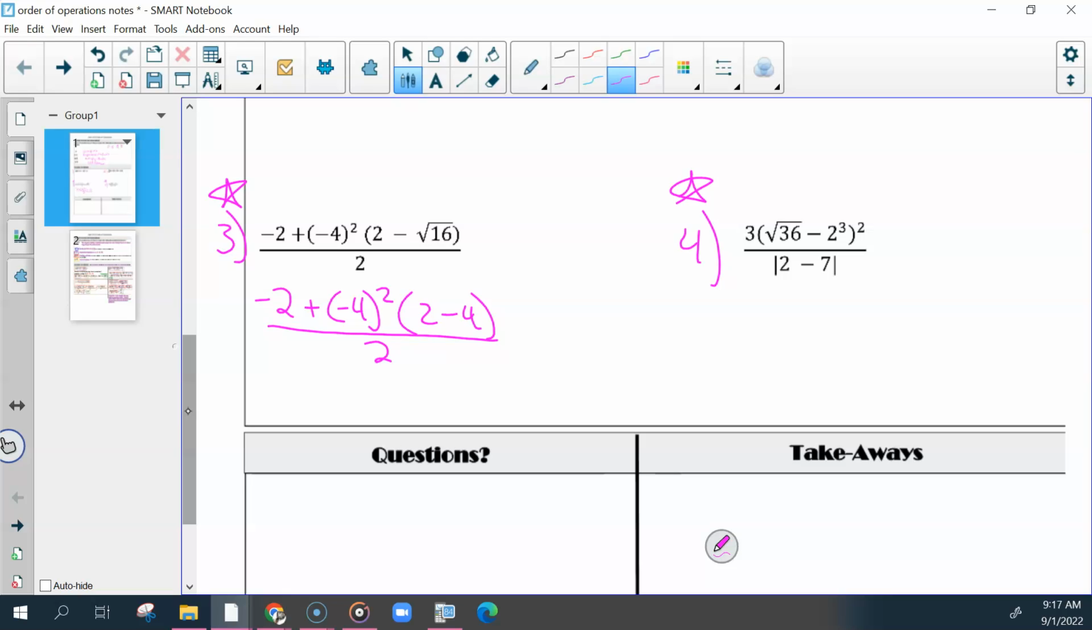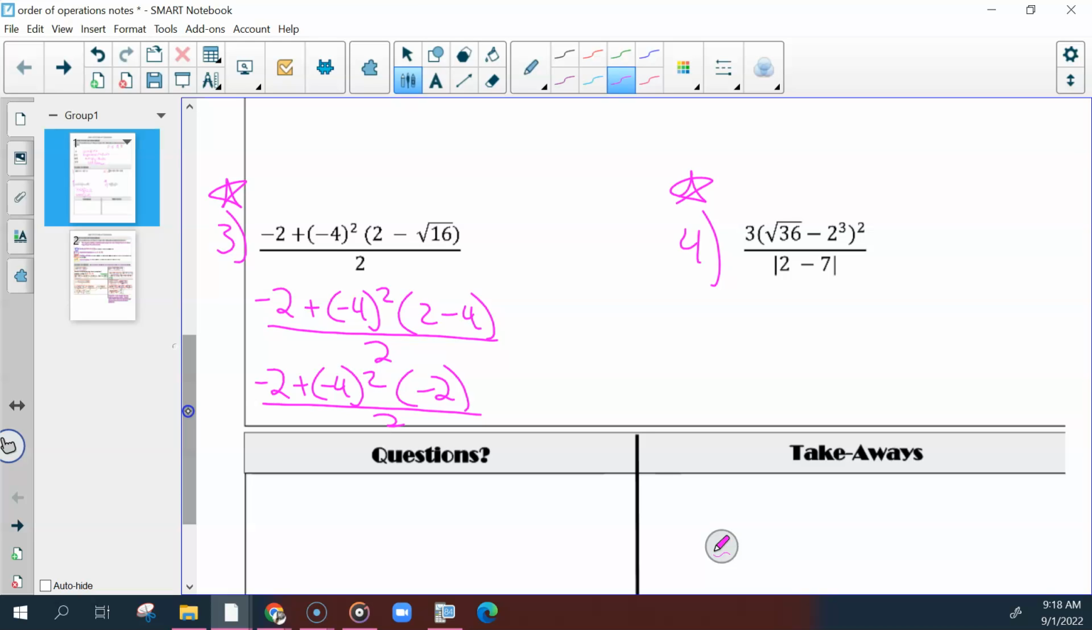So now we can do our grouping. 2 minus 4 would give us what? 2 minus 4 would give us -2. So now I'm going to rewrite everything, but now we're going to have -2. Now we don't have any more grouping things, but do we have exponents or radicals? Yes. So we can take care of this, -4 squared.